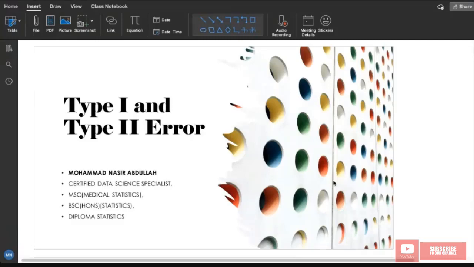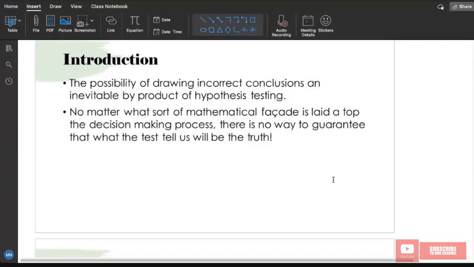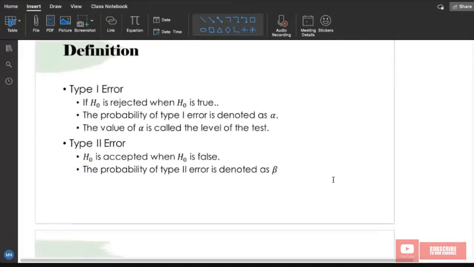So today we're going to continue under chapter number 3, type 1 and type 2 error. This is still under hypothesis testing. The possibility of drawing an incorrect conclusion, an inevitable byproduct of hypothesis testing, is called type 1 or type 2 error. No matter what sort of mathematical facet is laid on top of the decision making process, there is no way to guarantee that the test is going to be 100% correct, right? So there is a possibility of type 1 error and type 2 error.